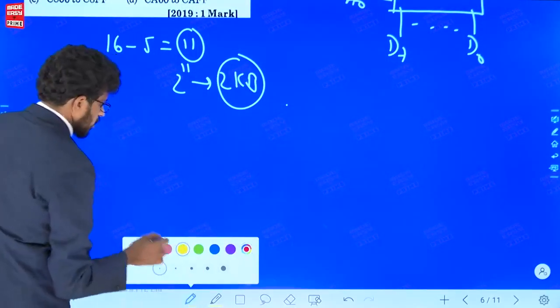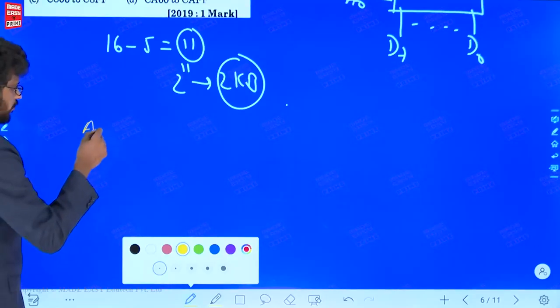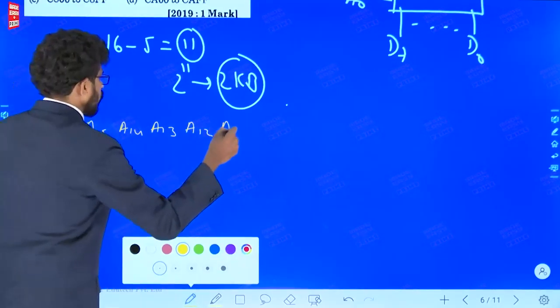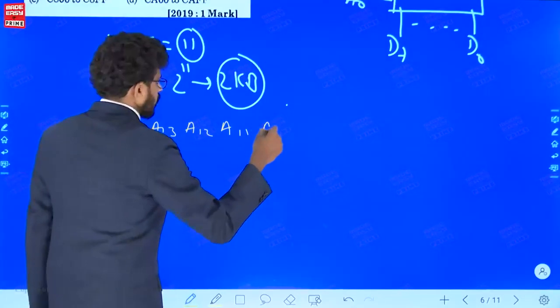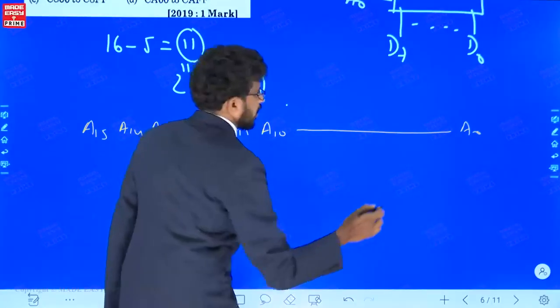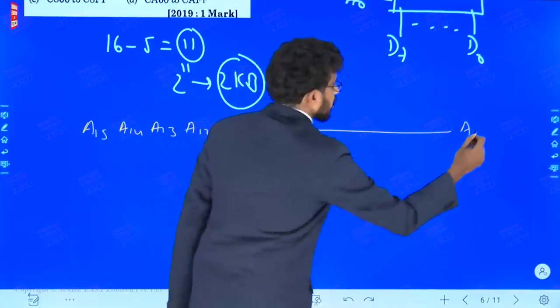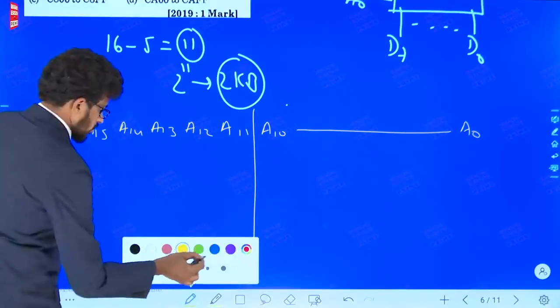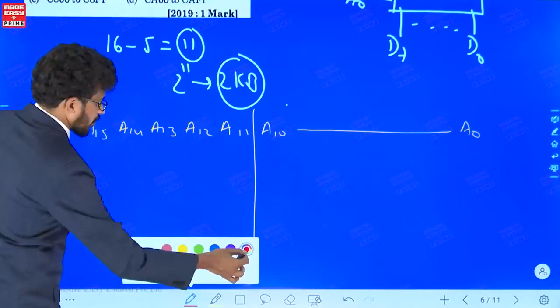So, how to solve this? Very easy. That is A15, A14, A13, A12, A11. From A10 to A0, this is simply the range. Okay. Right. So what's the value? How much do you get? Let us see now.